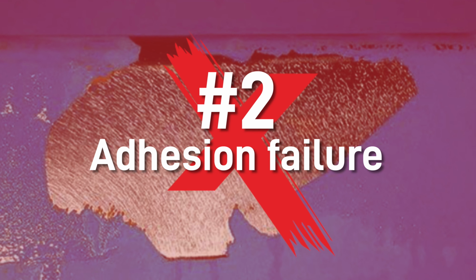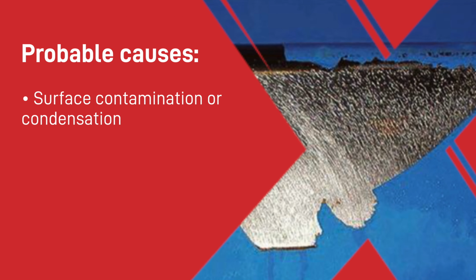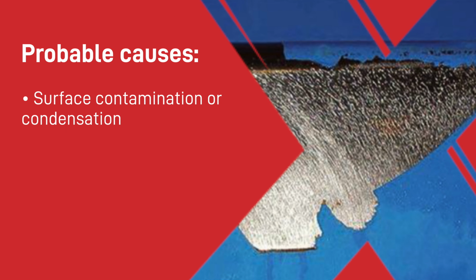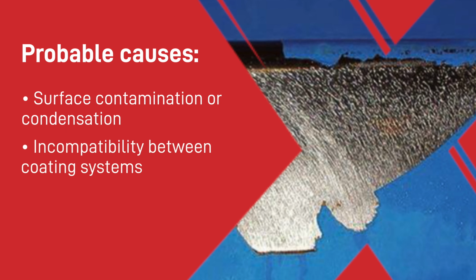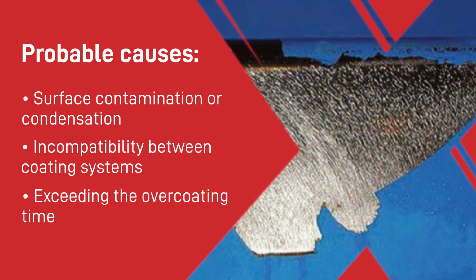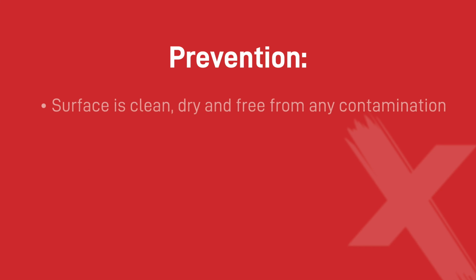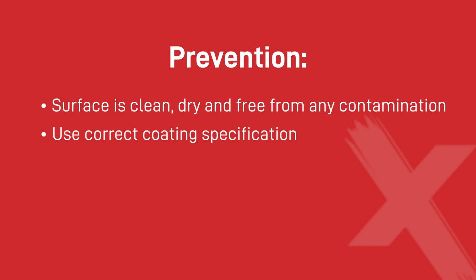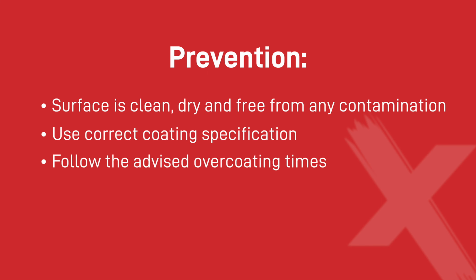Our second example of failures and defects in paint coatings is adhesion failure. This could be because the surface suffers from contamination or condensation, an incompatibility between coating systems, or exceeding the overcoating time. By ensuring that the surface is suitably prepared, clean, dry and free from contamination, and by using the correct coating specification with recommended overcoating times followed, you can prevent adhesion failure.